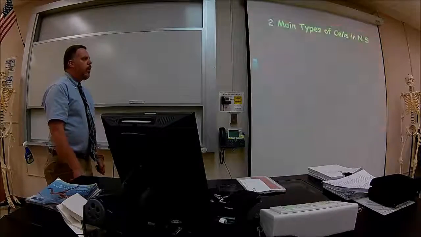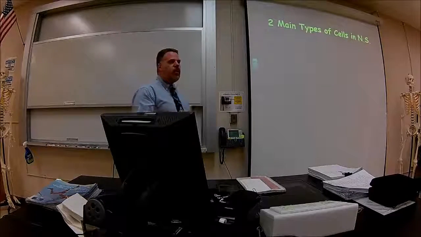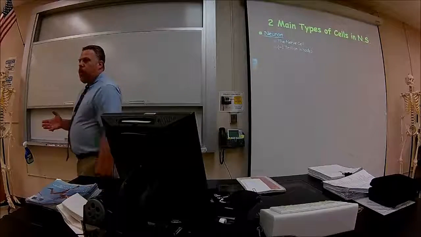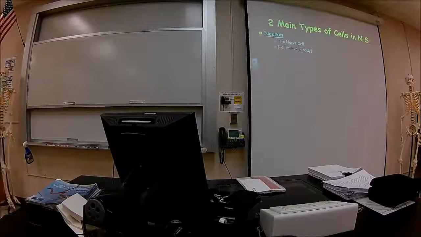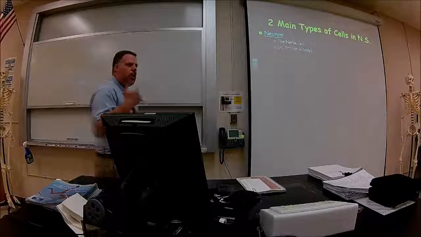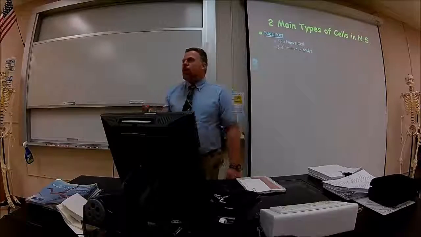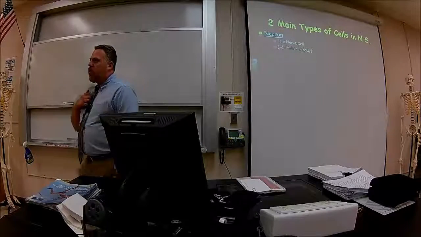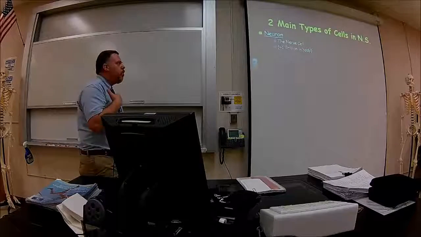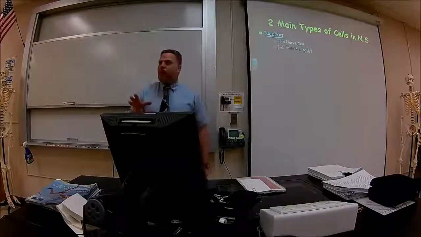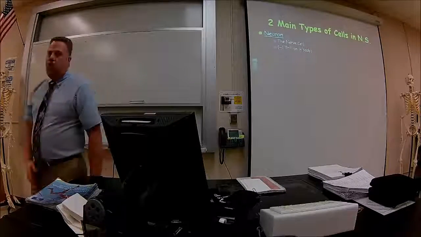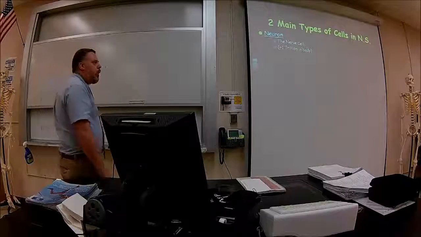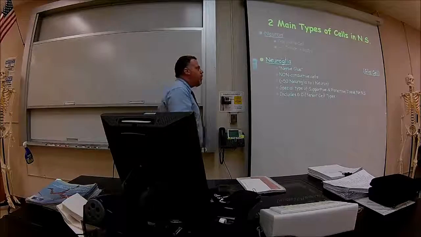Okay, neurons and neuroglia. There's two main types of cells in the nervous system. The neuron, all right, we've done that. There's three parts to them: the dendrites, the cell body, or the soma, and the axon. But we're going to see that there could be different types of neurons, and we'll get into that in a moment. There's about 1 trillion of these in our body. And then we have the neuroglia.